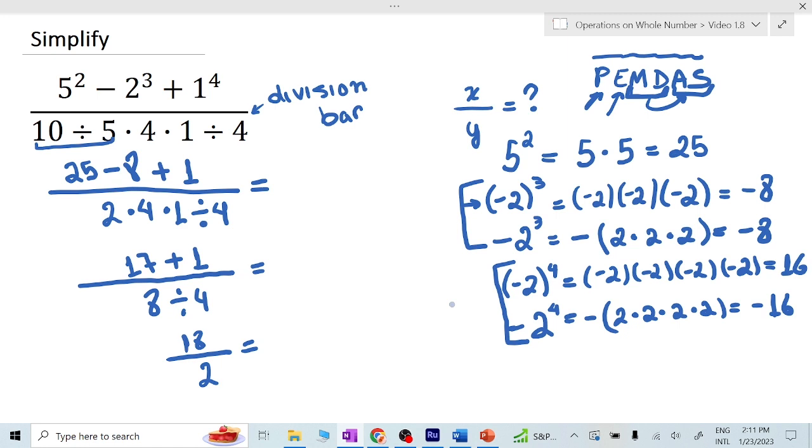You see, we simplify when you solve separately, independently, numerator and denominator, until you get to one number. Once you get to one number, like you see here, you just simplify. 18 divided by 2 is 9.